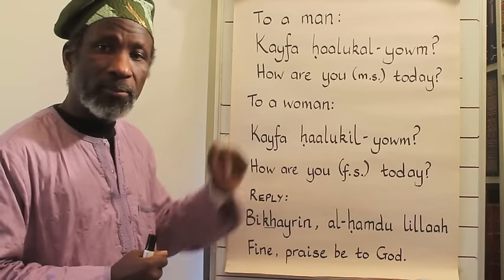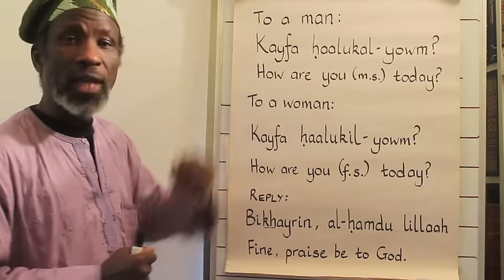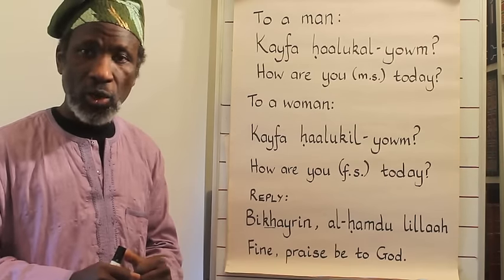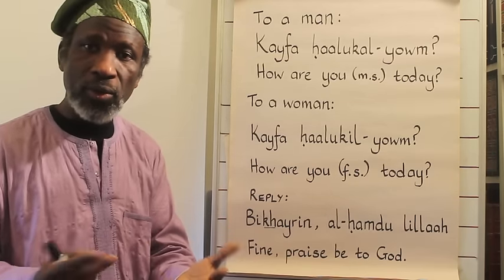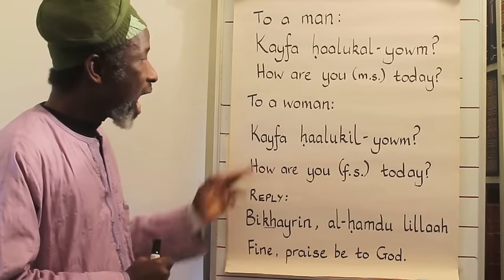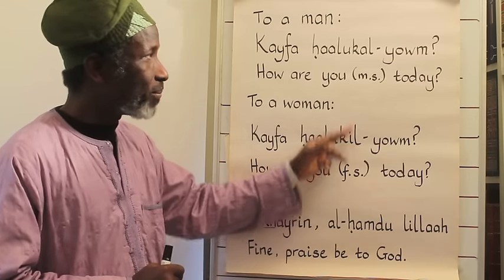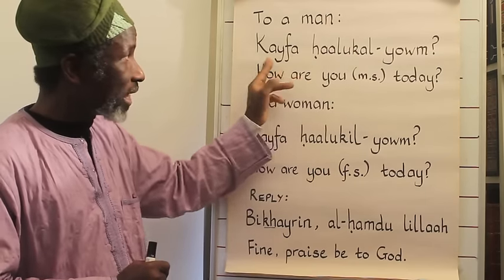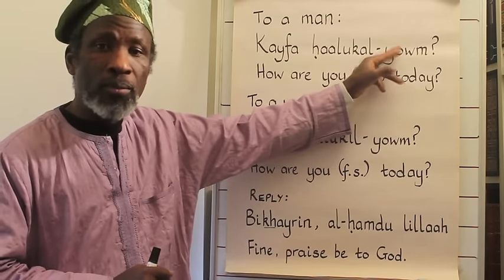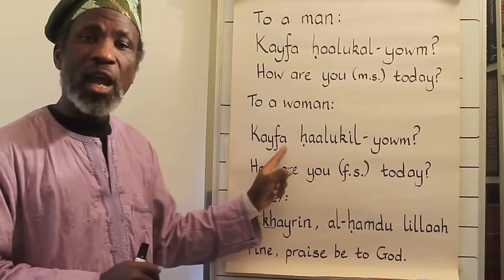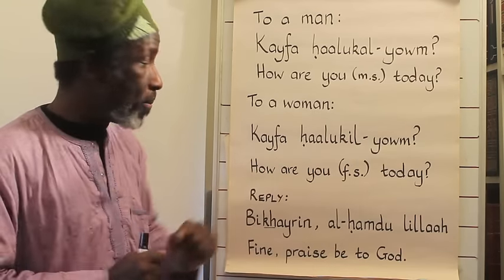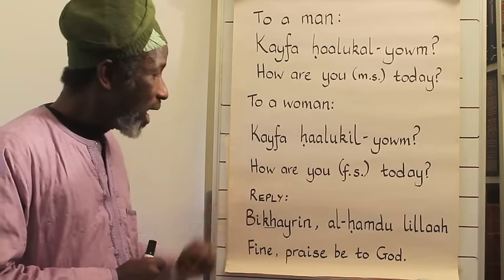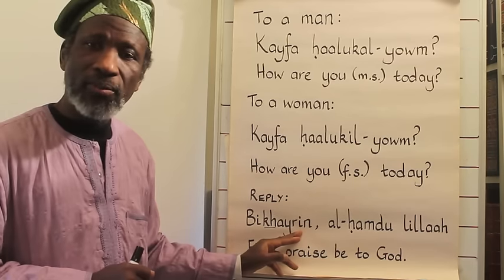To a woman, kaifa is the same, which is how. That's your interrogative particle, how. Haluki, as opposed to haluka. So to a man, you say kaifa halukal yawm. To a woman, kaifa halukil yawm. The reply is neutral here.